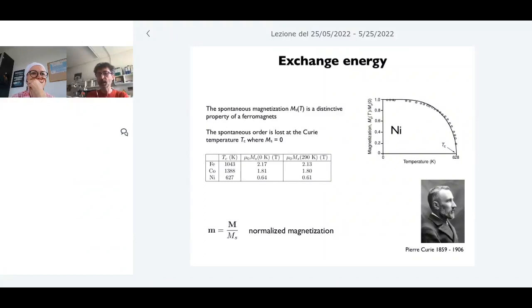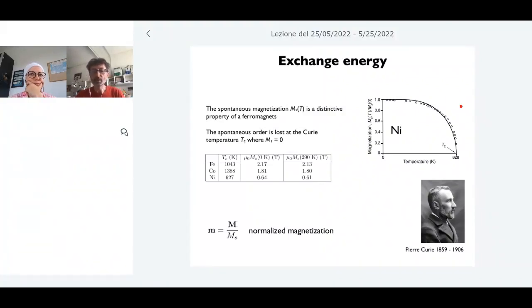This, on the right-hand side, is the example for nickel. No? So 628, 27, 28 degrees Kelvin of Curie temperature. So clearly, these are all properties that have been measured very carefully in the past. So it's known what is the spontaneous magnetization at any temperature, essentially.